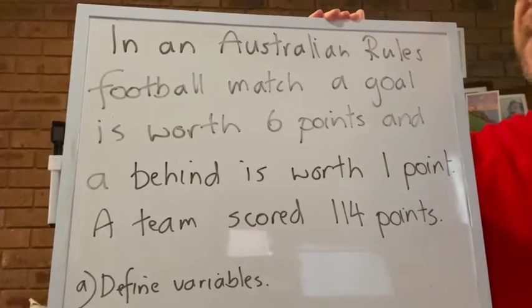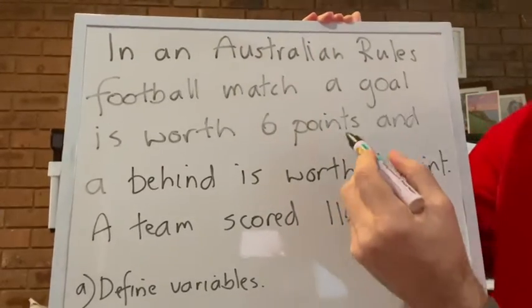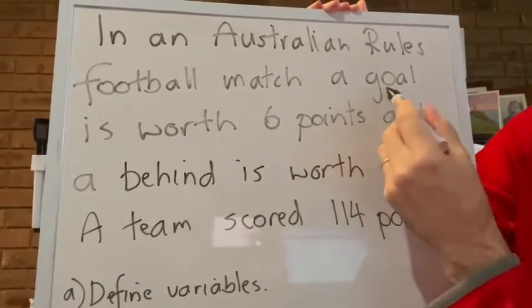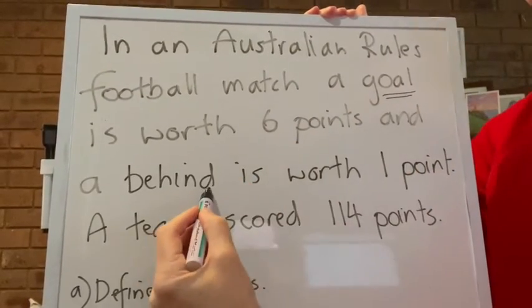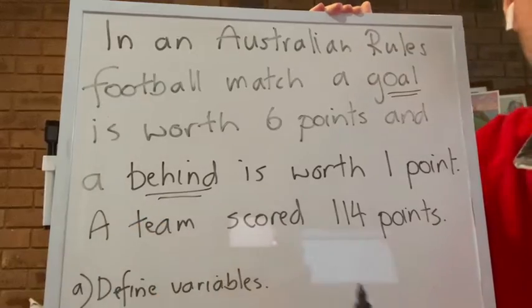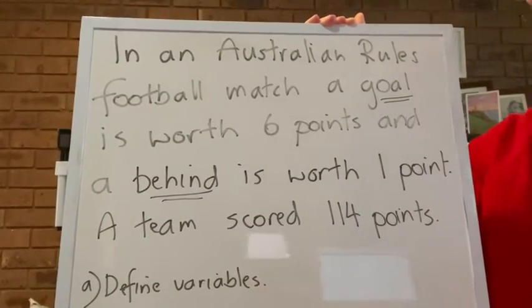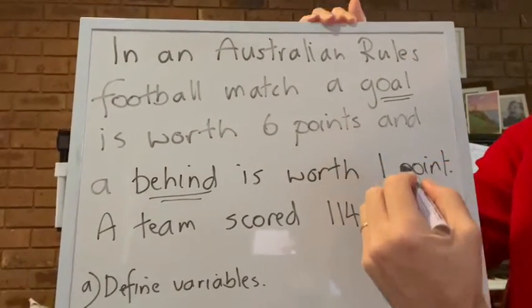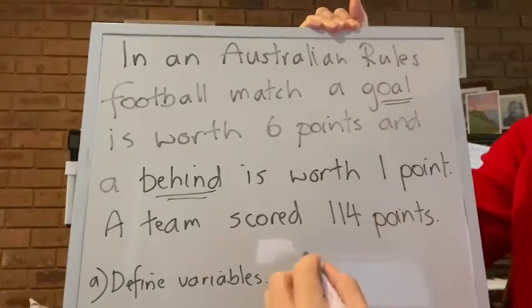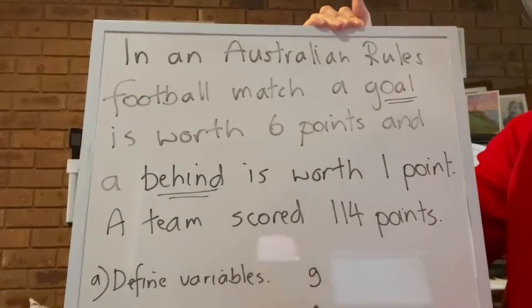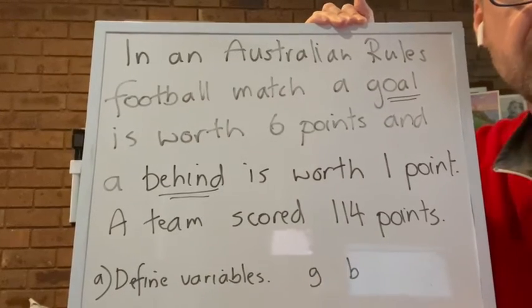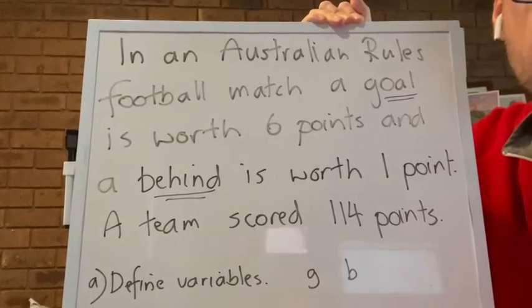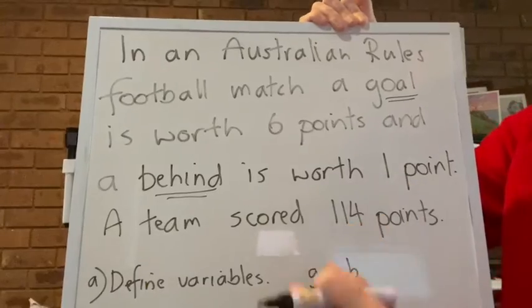So the two things that are variables in this would be how many goals could be scored and how many behinds could be scored. For this, what I'd suggest is G would be a good one for goals and B would be a good pronumeral for behinds. Now, you could use X and Y or anything else, but that makes it easier.